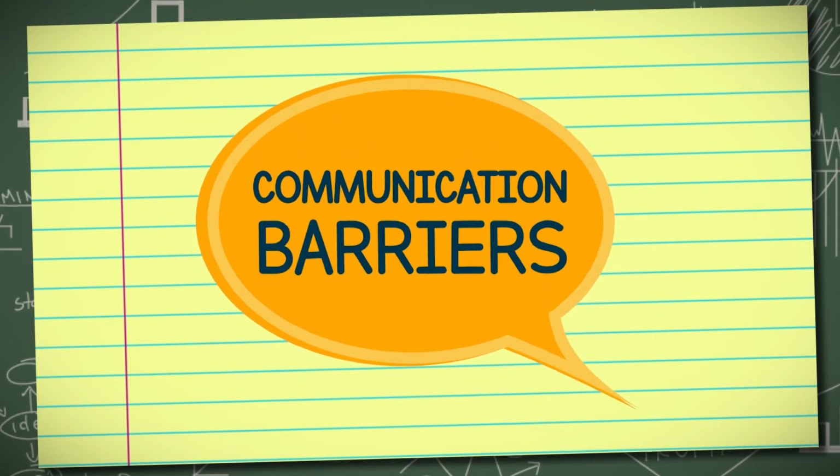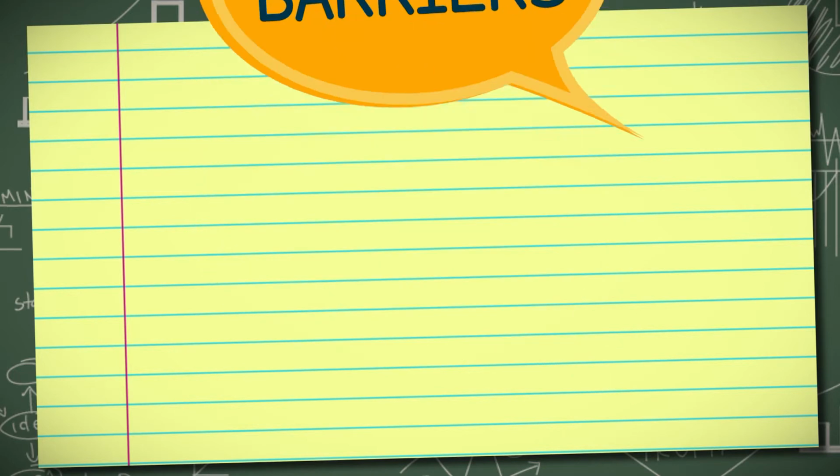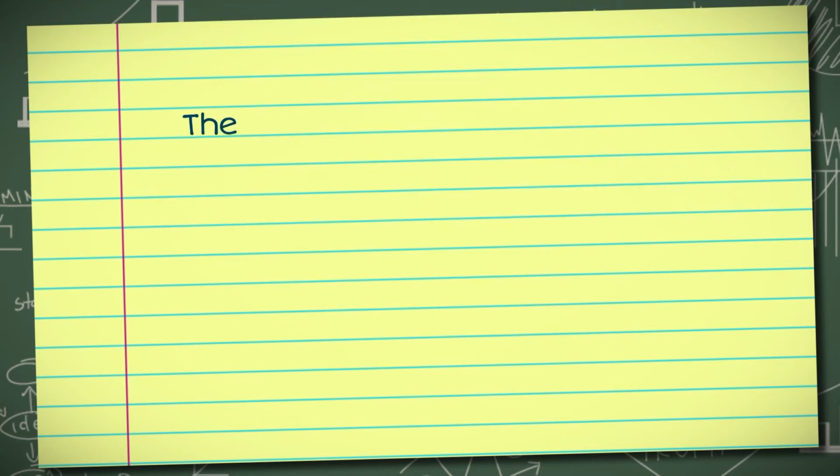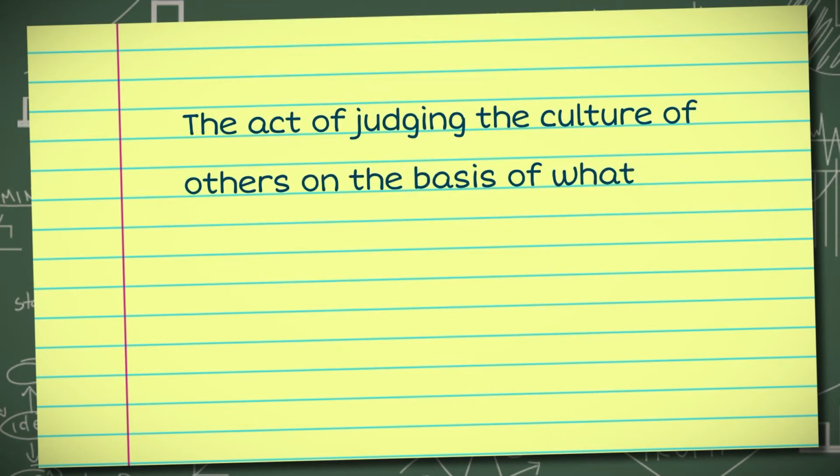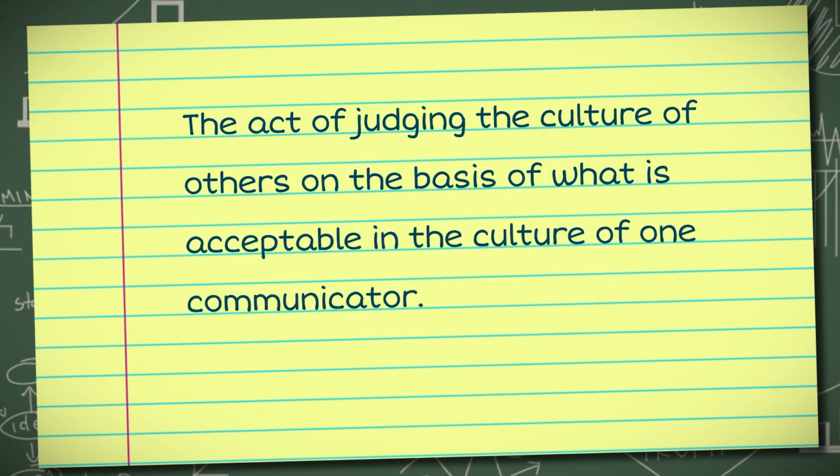Communication barriers may also root from cultural differences between the sender and the receiver. And this is called ethnocentrism, or the act of judging the culture of others on the basis of what is acceptable in the culture of one communicator. It includes the idea that one culture is superior to others.